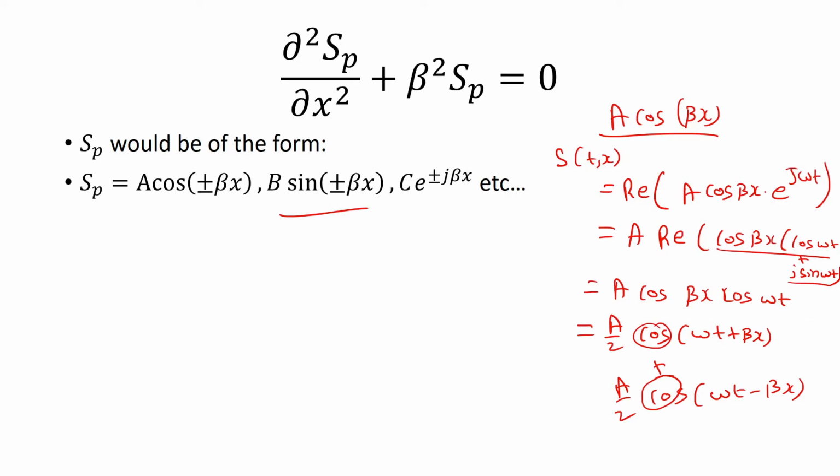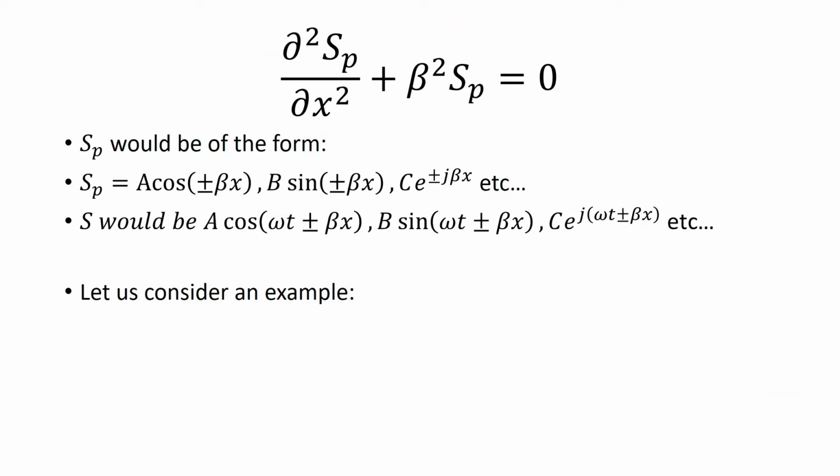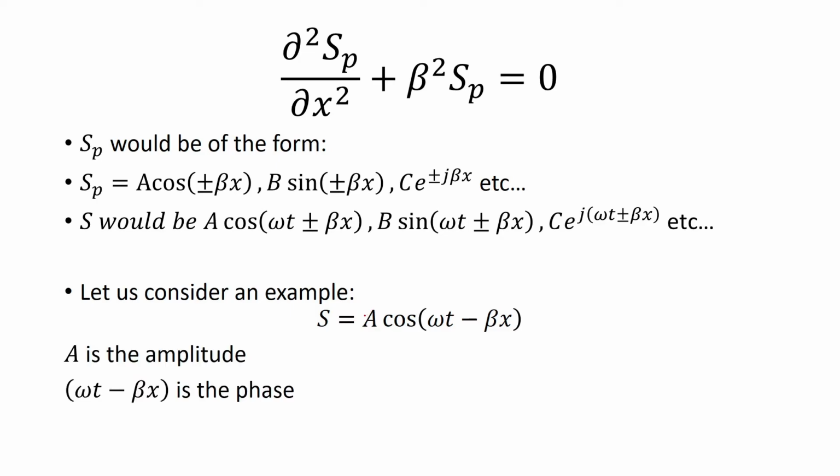So this is how I can get a time domain expression from solving just the space variant phasor differential equation. Let us consider an example that S is equal to A cos(omega t minus beta x). In this, A is the amplitude and omega t minus beta x is the instantaneous phase that is varying with respect to the time and also the space.